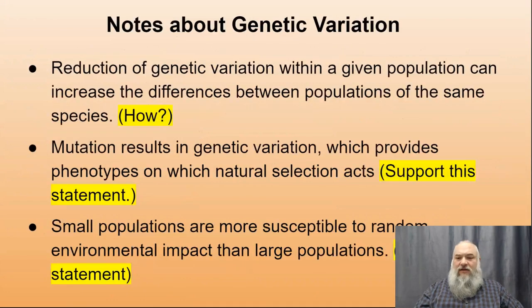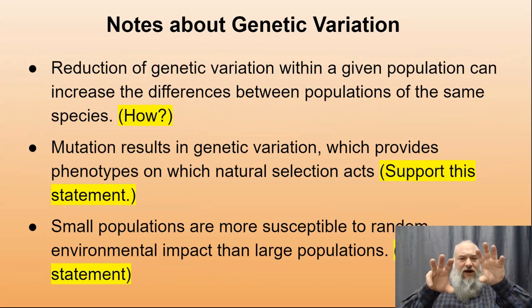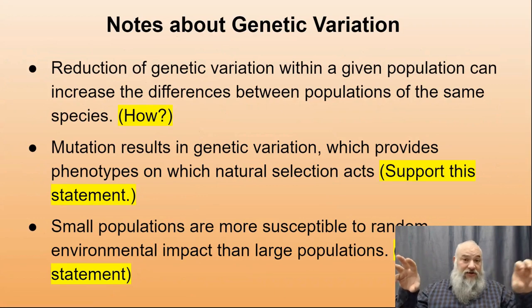All right, some little notes and some questions about genetic variation. The reduction of genetic variation within a given population can increase the difference between populations of the same species. So how could reducing the variation in one population increase the differences between this one that was getting reduced variation and another population of the same species? Yeah, their genes aren't the same. They're less like the same population. They're getting more and more different, and that could lead eventually to some speciation.